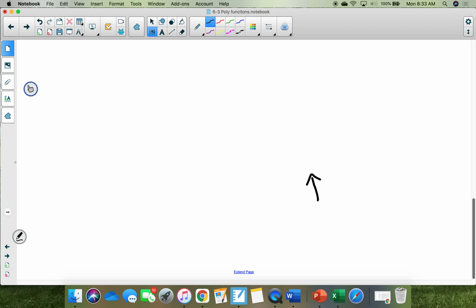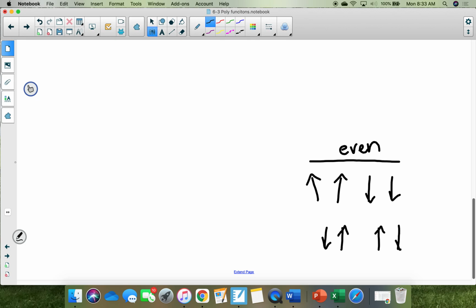If they're both facing up or if they're both facing down, they're called even. And if one's facing down and one's facing up, they go in different directions. These are odd. So that should be easy. Same direction is even. Opposite direction is odd. This one's the positive one, this one's the negative one. This one's the positive one. This one's the negative one.